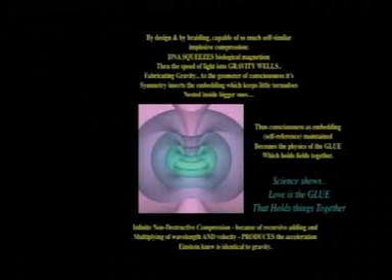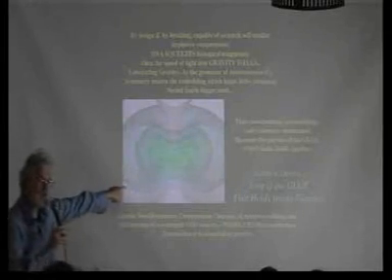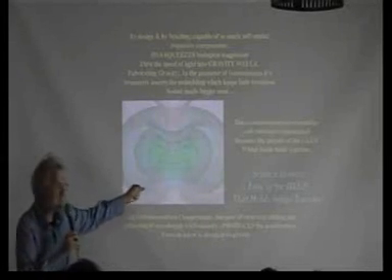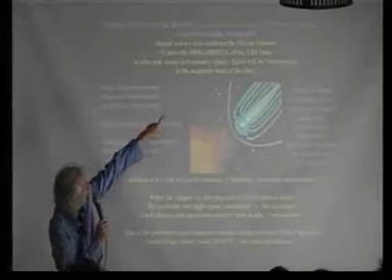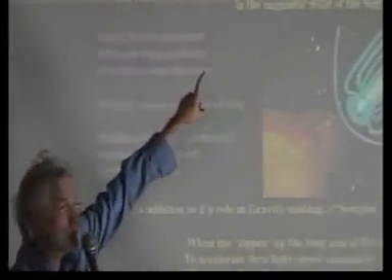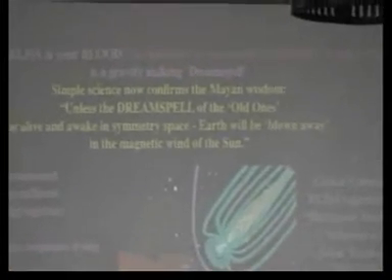Thank you. As the Mayans would announce, unless the dream spell of the old ones was alive and awake in symmetry space, Earth would be blown away in the magnetic wind of the sun. I would ask that you humbly think about that for a moment. So here we're talking about how a nest of electric fields are making the centripetal force that's holding a tornado together. And now we're listening to the Mayans telling us that the dream spell of the old ones must be alive and awake. The dream spell is a name for the plasma field projected by your biology.